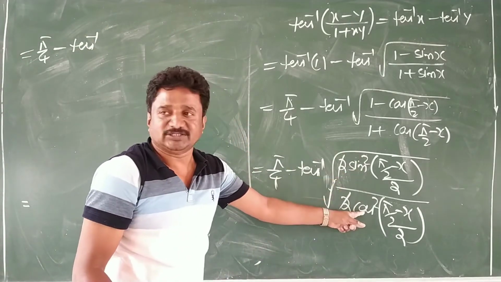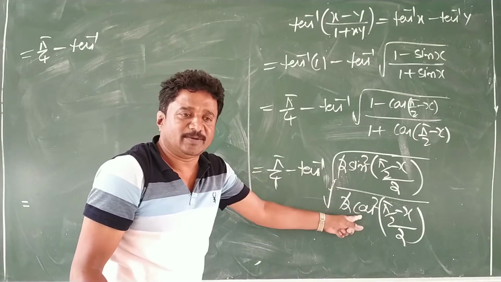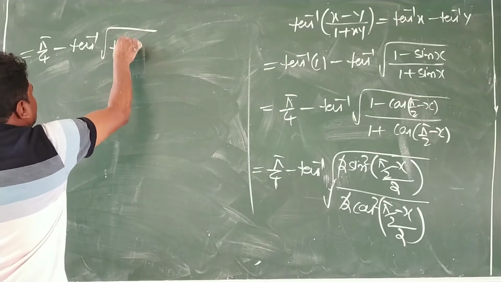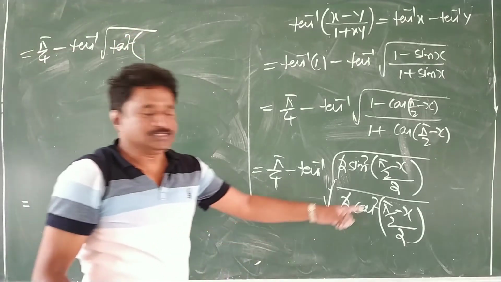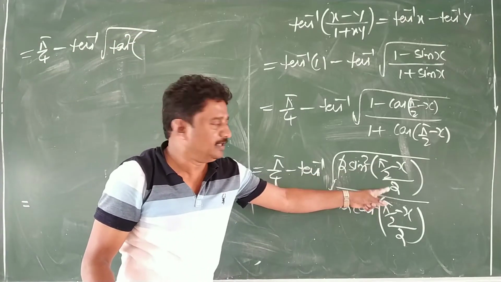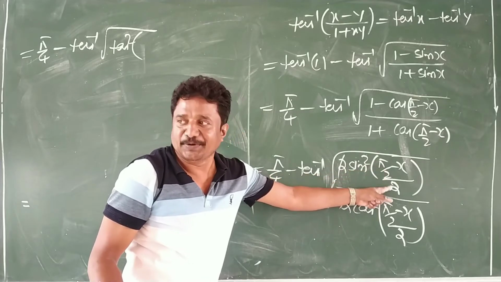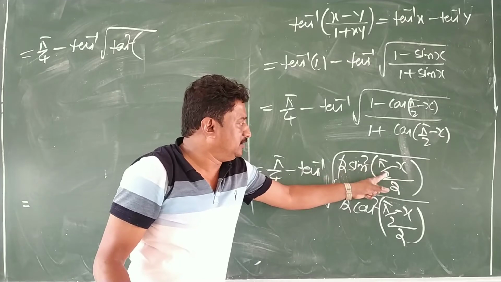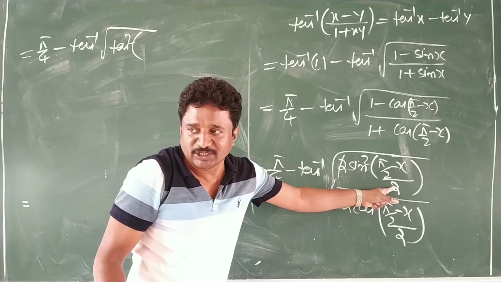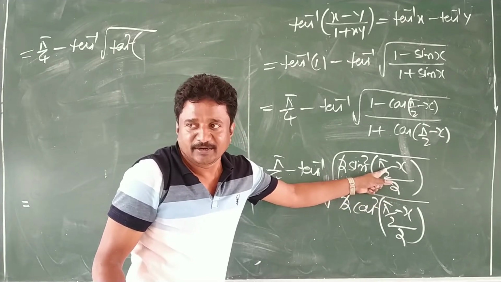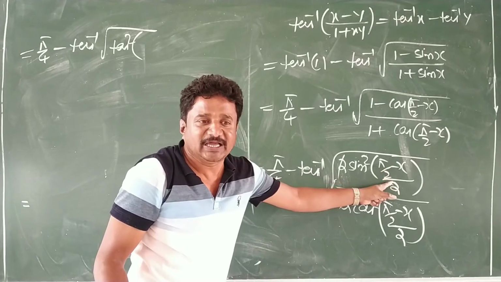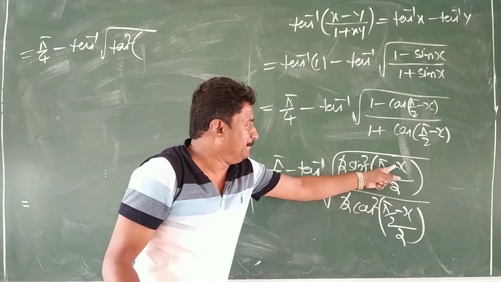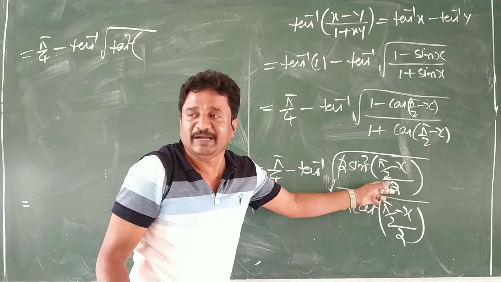Sin square by cos square, tan square. So root of tan square. Split it. You know splitting. Pi by 2 by 2, that is pi by 4 minus x by 2. This 2 is in the denominator, this 2 is also in the denominator, so it is 2 to the 4; the 2s are not getting cancelled. Pi by 2 by 2, pi by 4 minus x by 2.